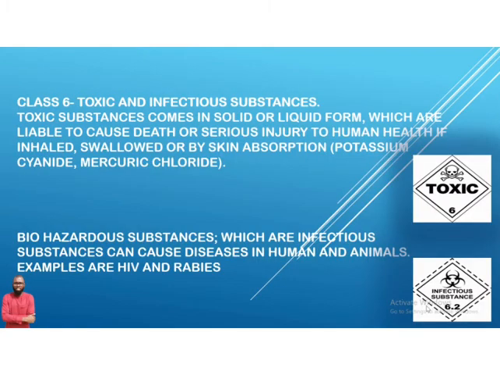Number 6, toxic and infectious substances. Toxic substances come in solid and liquid forms, which are liable to cause death or serious injuries to human health if you inhale them, swallow them, or they get in contact with your skin. They are toxic, they destroy the skin tissues and cause a lot of damage to the internal organs. An example is potassium cyanide. Another example is mercuric chloride.